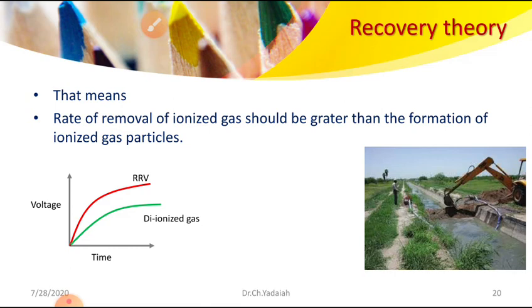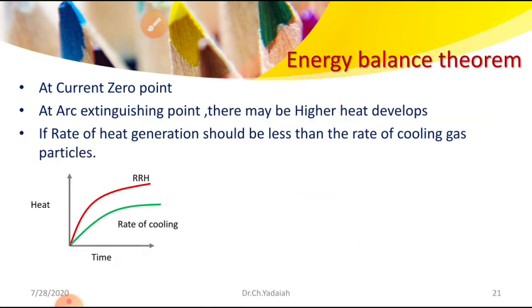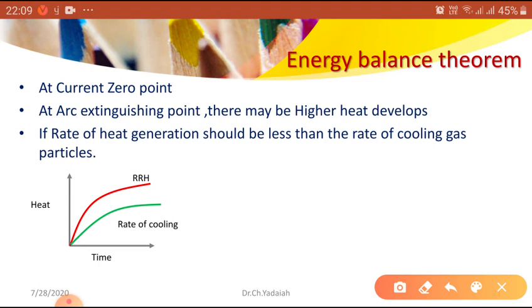Here you can see the same thing. Whatever heat is developed, if the rate of rise of heat is greater than the rate of cooling, hence the arc persists for some time. So if the rate of heat generation is less than the rate of cooling by the gas particles, then the arc will quench. In this case, the rate of rise of temperature is more and cooling is less, then the arc will continue.